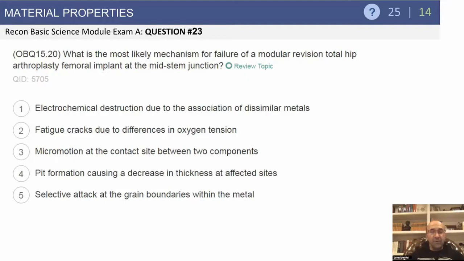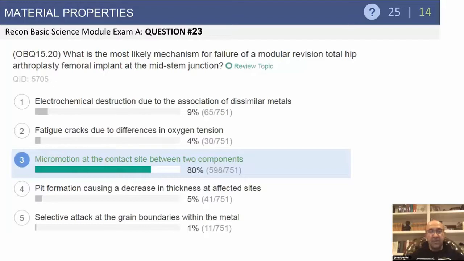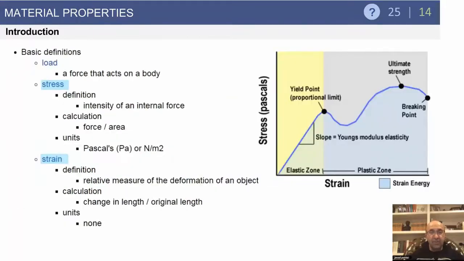Okay, now we're going to switch gears and go to material properties. What's the most likely mechanism for failure of a modular revision total arthroplasty femoral implant at the mid-stem junction? I think this also applies to primary modular stems as well. And unfortunately, it's the micromotion between the components that leads to a problem.